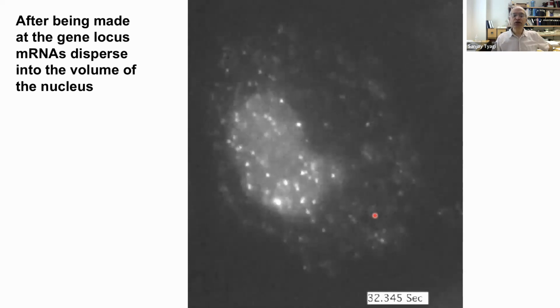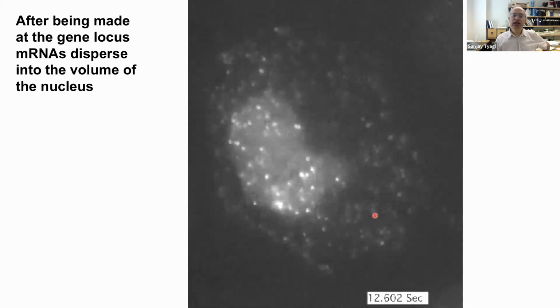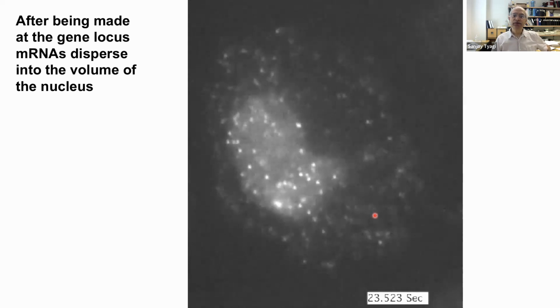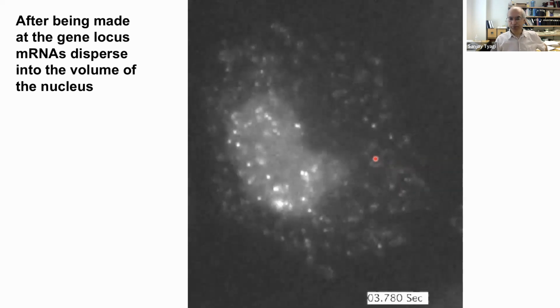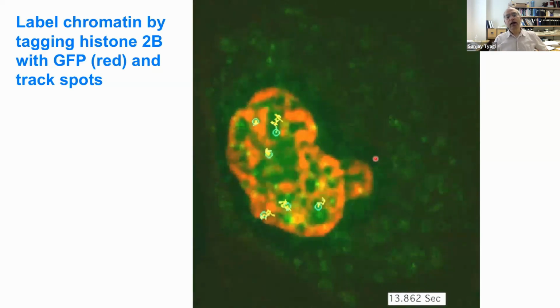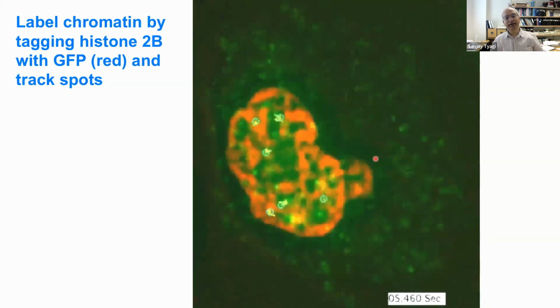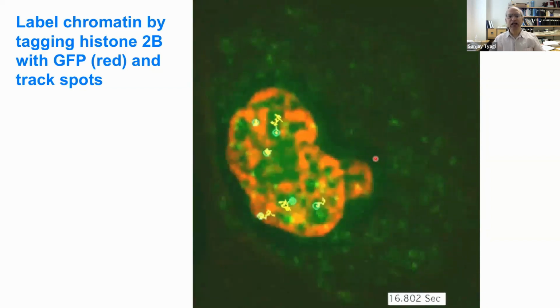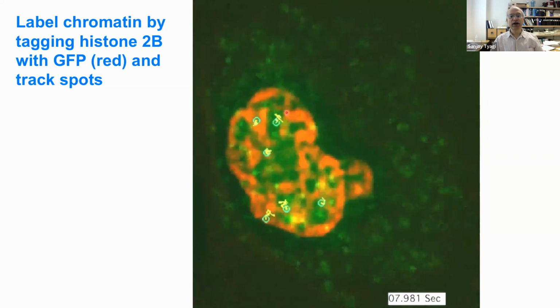So my student Arjun Raj, a math student, was able to write computer algorithms to identify these spots and track them over time. You can see in the same cell the tracks behind each molecule that was moving in the nucleus. We tracked the cytoplasm as well, but let's focus on the nucleus. And I think the gene locus is somewhere here, and these molecules are moving around.